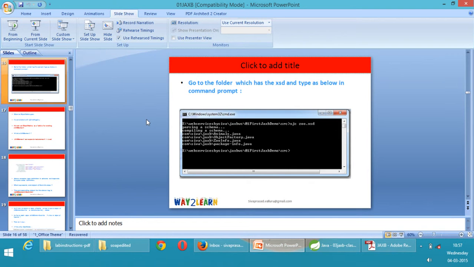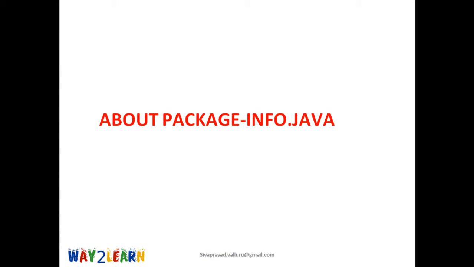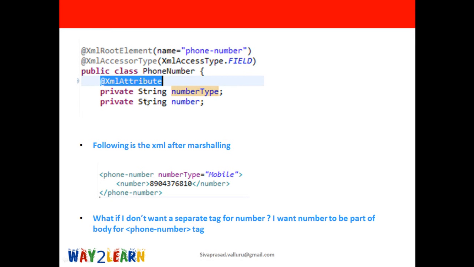Next, we will see the other annotations as well. So you understood about all this. I'll go back. So let us see the usage of XmlAttribute. If you annotate with XmlAttribute, then see here, numberType I annotated with XmlAttribute. In the generated XML, numberType will be an attribute. By default, if you don't annotate anything, the default is XmlElement. That means it will come as a separate tag. If you want a variable to become an attribute, you have to use an annotation called XmlAttribute.